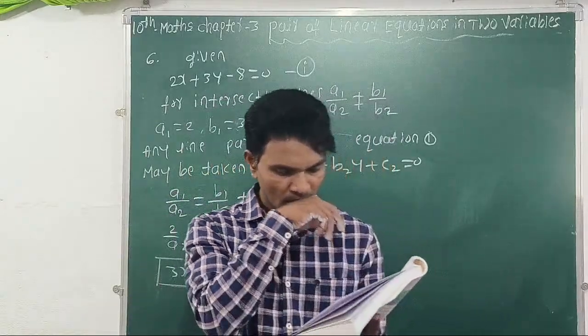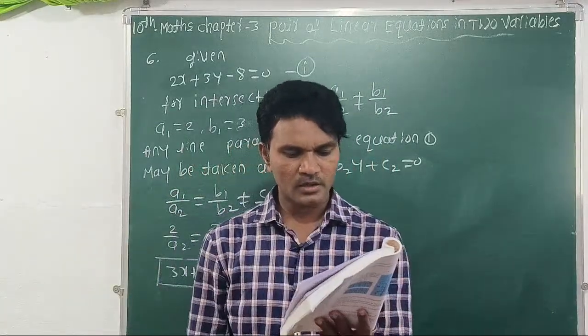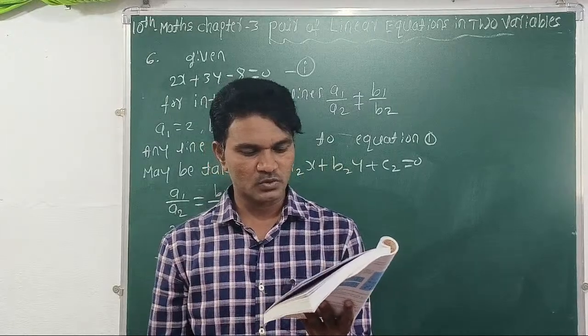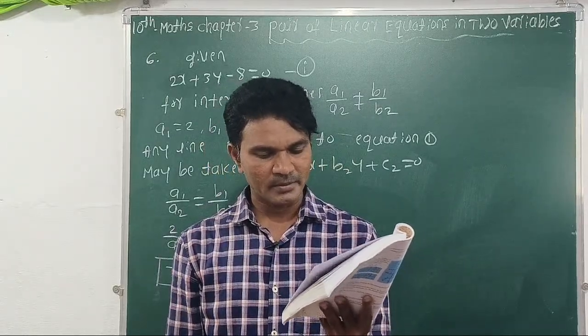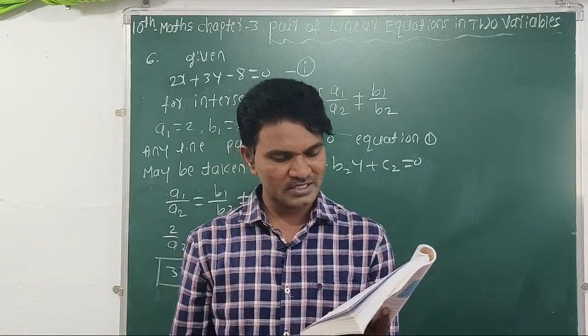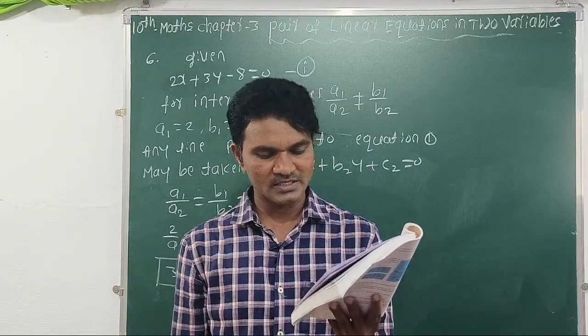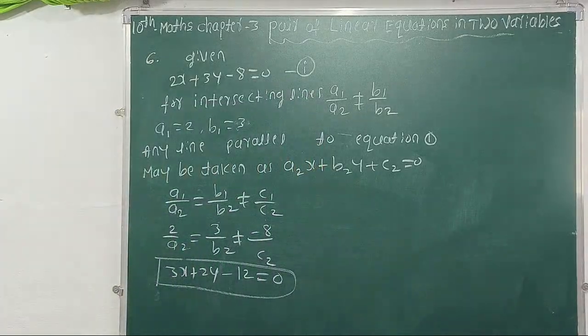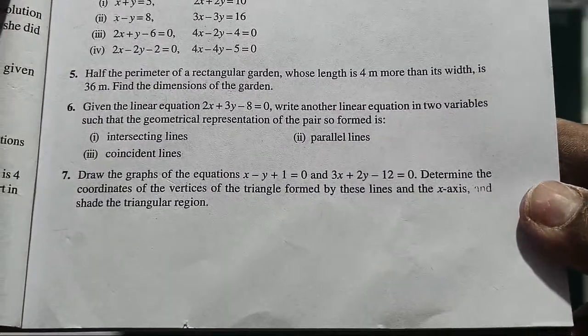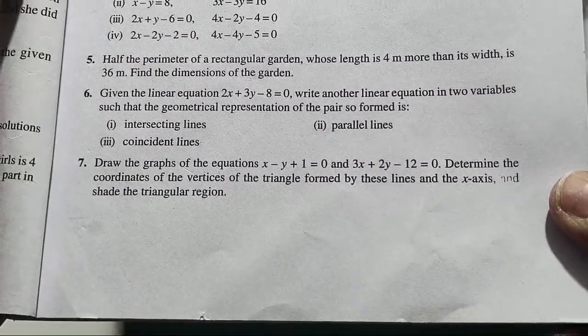Seventh problem. Draw the graphs of the equations x minus y plus 1 is equal to 0 and 3x plus 2y minus 12 is equal to 0. Determine the coordinates of the vertices of the triangle formed by these lines and the x-axis. Take the screenshot of seventh problem. I will give you the hints.